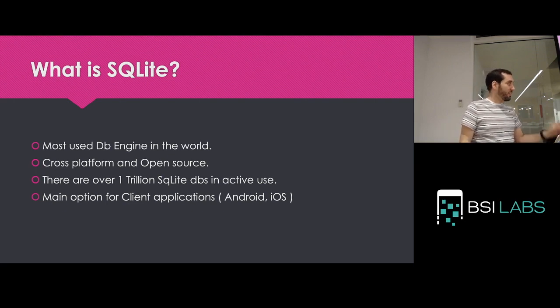According to sqlite.org, as of today there are over a trillion SQLite databases actively in use. So if you have an application on your phone that's using some sort of offline data, if your phone is offline and you're dealing with data on your phone, you're probably using SQLite to handle that. And it is the main option for databases for Xamarin developers.